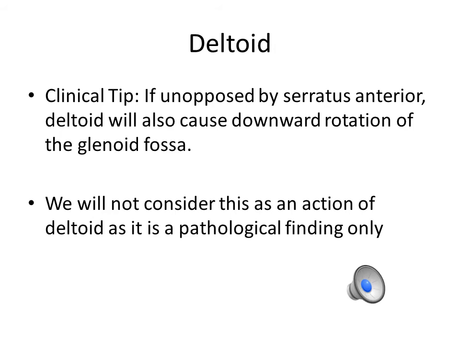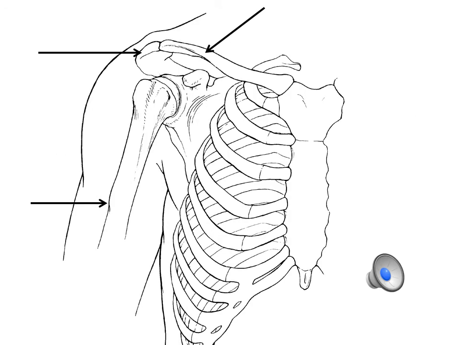If there is damage to the serratus anterior, the deltoid can also cause downward rotation of the glenoid fossa. This is because it is unopposed by the upward rotation of serratus anterior. We will not consider downward rotation of the glenoid fossa a primary movement of the deltoid because this is really only found in pathology. Take this opportunity to draw in the muscle attachments of the deltoid that you can see from the anterior aspect.